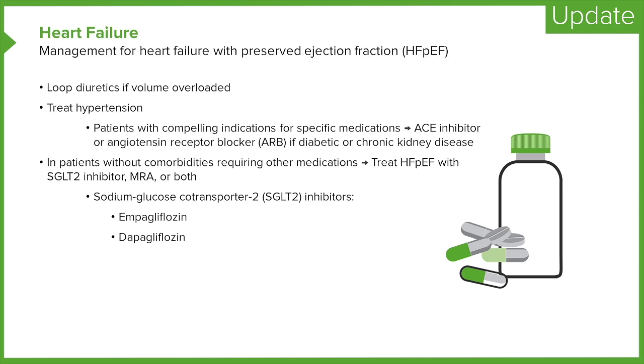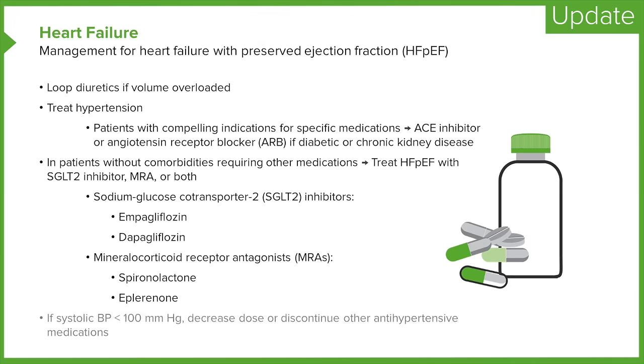and/or a mineralocorticoid receptor antagonist. SGLT2 inhibitors are medications like empagliflozin or dapagliflozin. You notice the term flozin in the middle of those terms. A mineralocorticoid receptor antagonist, or MRA as it's often known, such as spironolactone or eplerenone, can be added. If the patient has a systolic blood pressure below 100 or symptoms of hypotension such as dizziness or other orthostatic symptoms, then other antihypertensive drugs should be decreased or discontinued. Otherwise, you're liable to have severe symptomatic hypotension.